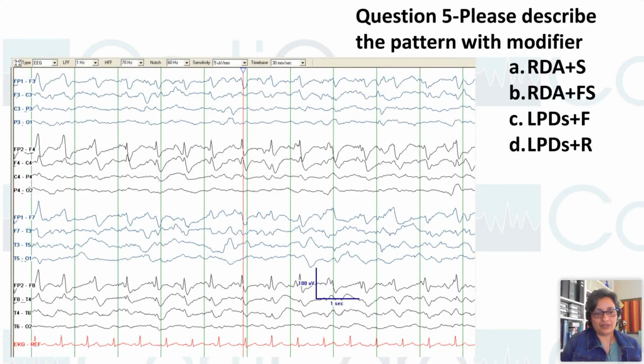All right, question number 5 here. Again, we have a pattern which we are going to describe with a modifier. So you see here rhythmic delta activity with sharp, or you are seeing rhythmic delta activity with fast frequencies as well as sharp, or you are seeing LPDs either with faster frequencies or with rhythmic delta. What do you think is the best description of this pattern? Go ahead and choose wisely. A lot at stake here.